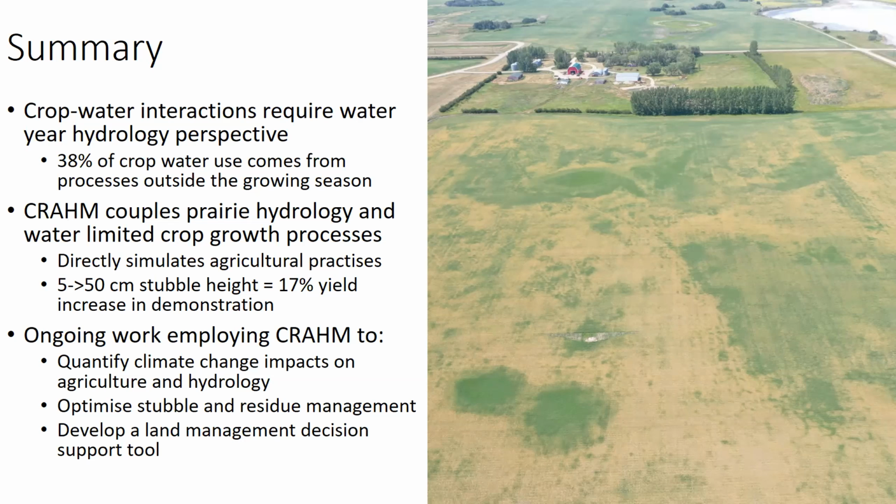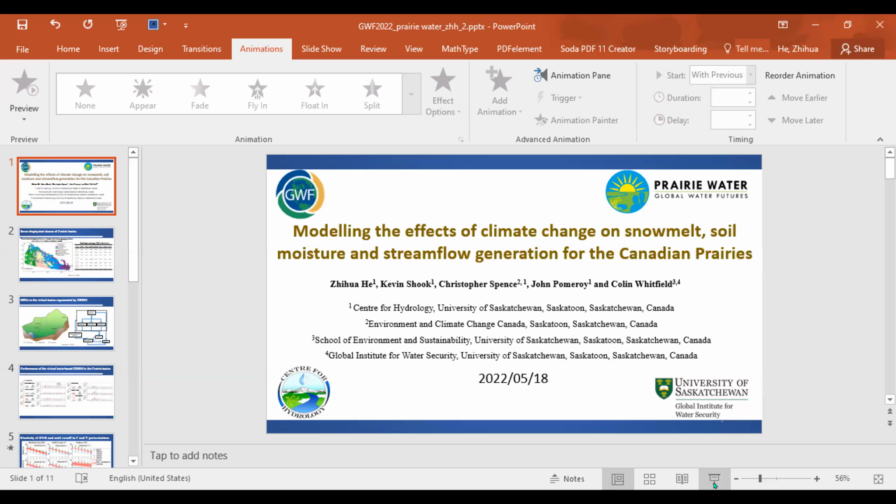Very interesting talk. We are at 12:15, right on time. We go to the next presenter, Jihua He, modeling the effect of climate change on snowmelt, soil moisture, and streamflow generation for the Canadian prairie. Jihua, the floor is yours. You can share your screen. Yes, we see your screen.